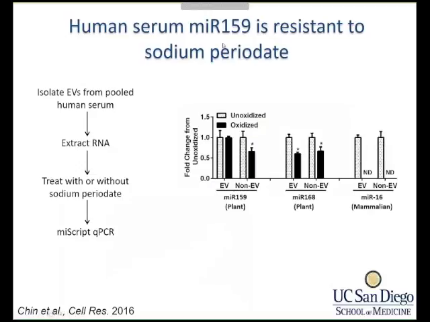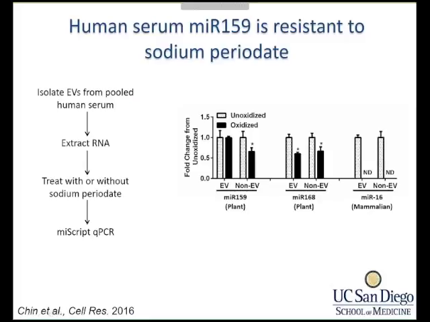What we did for this experiment is to first isolate the exosomes from pooled normal human serum, because we know that healthy donors have the highest level of miR-159 in the serum. So in this case, we used the pooled sera from healthy donors to isolate exosomes or extracellular vesicles that we think would be high in miR-159.